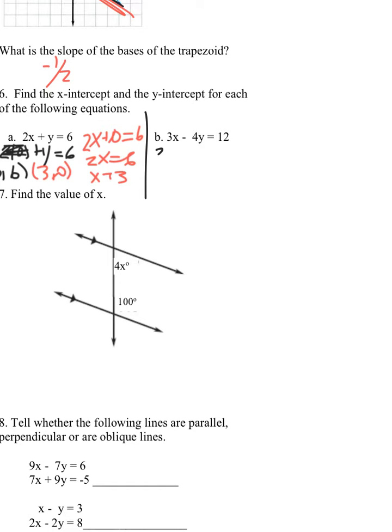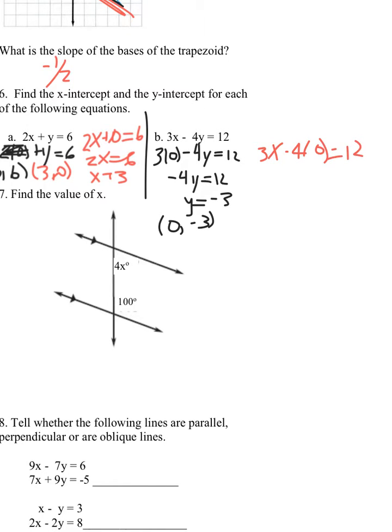And so over here, 3 times 0 minus 4y equals 12. Negative 4y equals 12. y equals negative 3. So the y-intercept is (0, -3). And then do it again with y equals 0. It's kind of hard to write with this thing at the moment, but it's fine. Right. Simple idea, not too bad there.